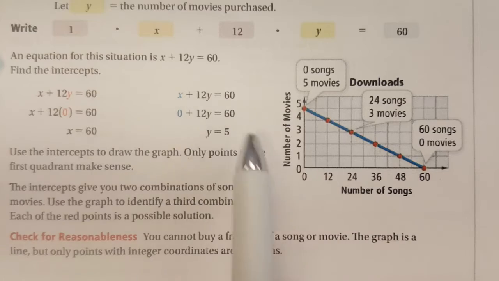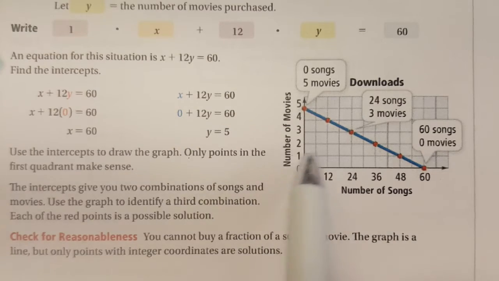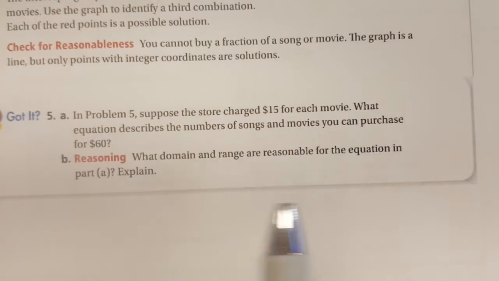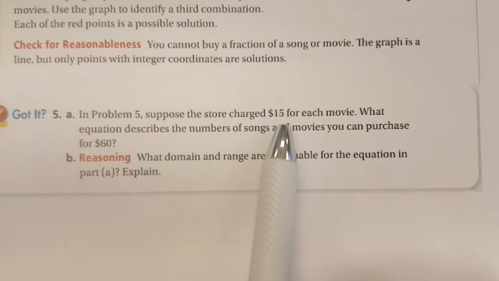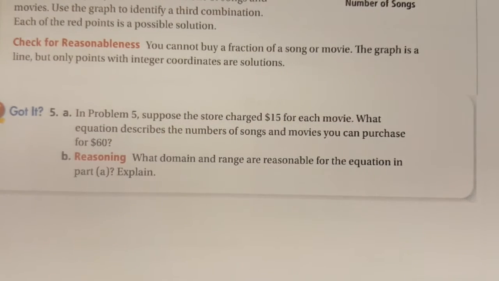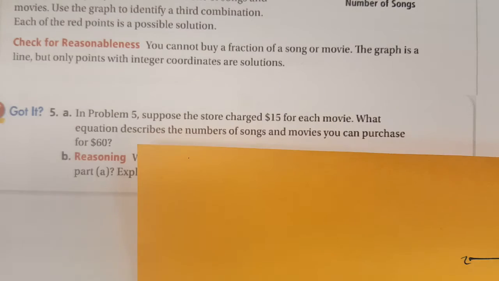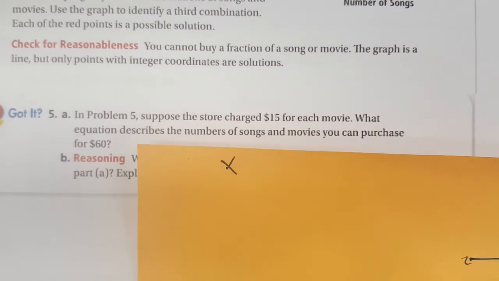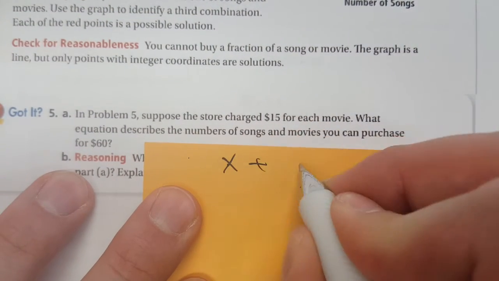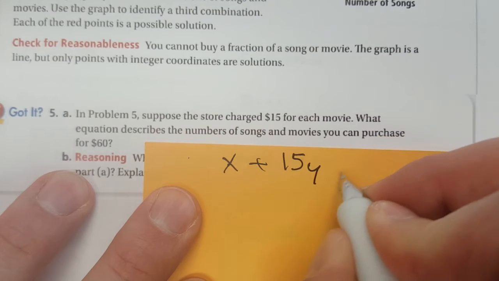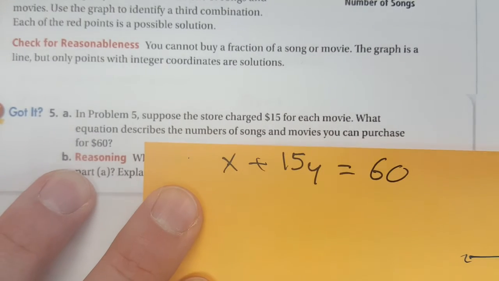What was the other thing I was going to say? We'll get to the guided question, okay? The guided question says right here, suppose now the store charges $15 for a movie. What would the equation look like then? Easy. It's still $1 for songs and $15 for movies, and you still only have $60 to spend. There you go. End of story.